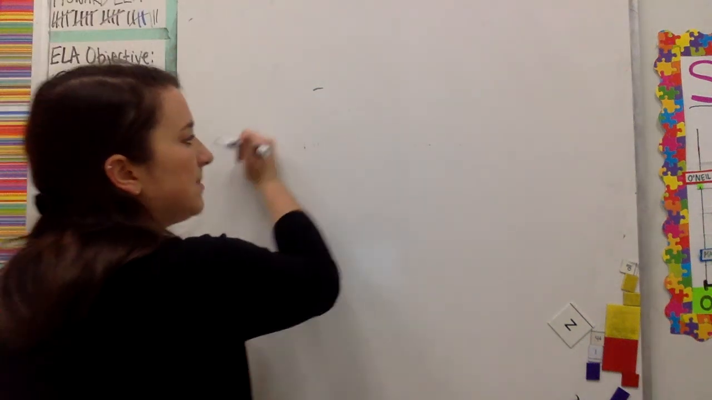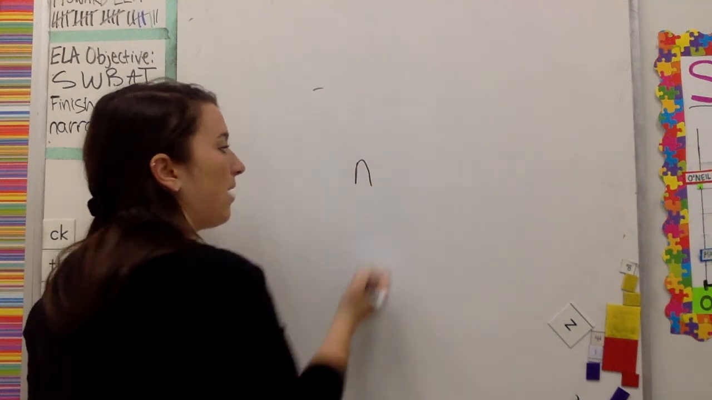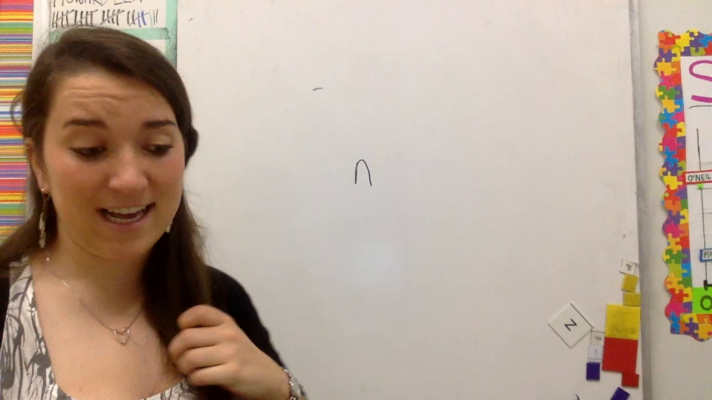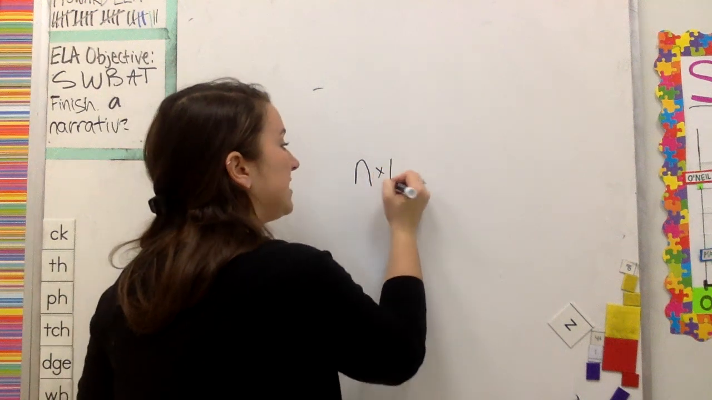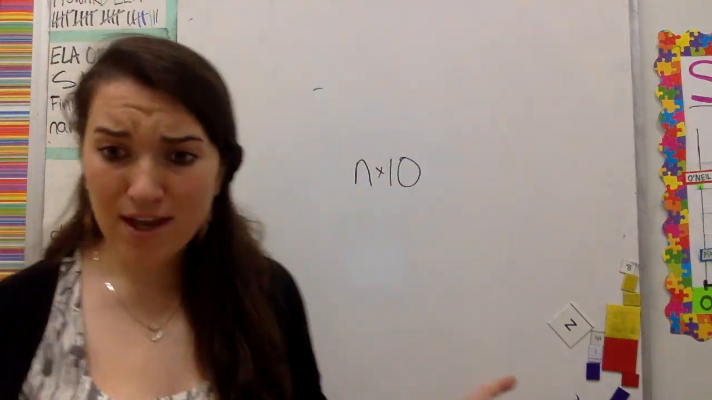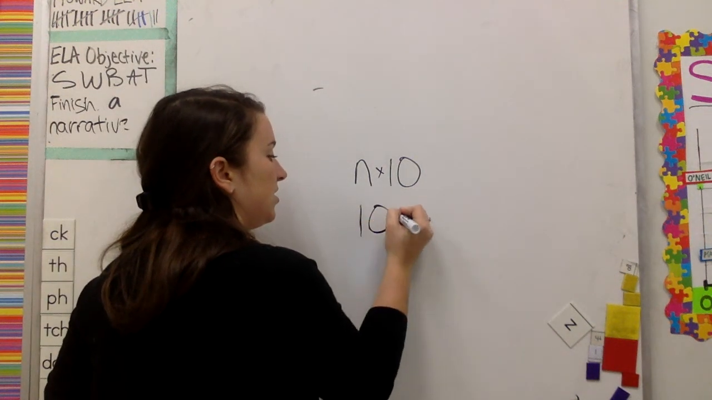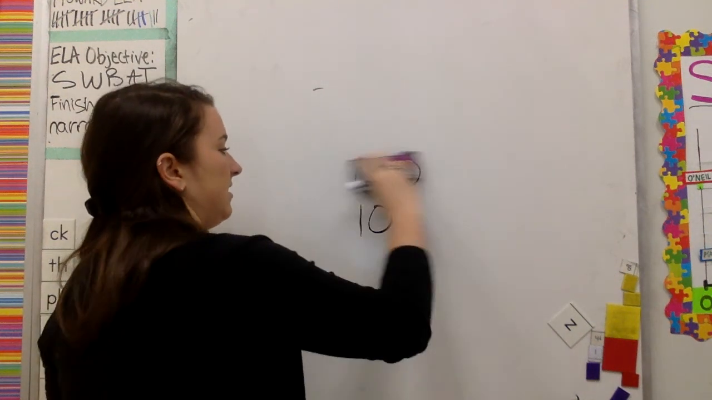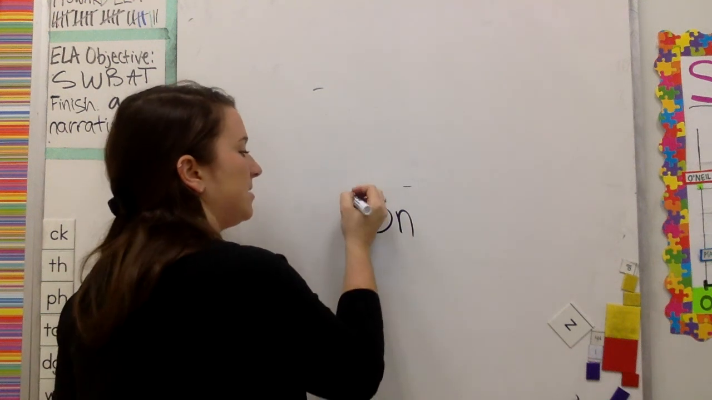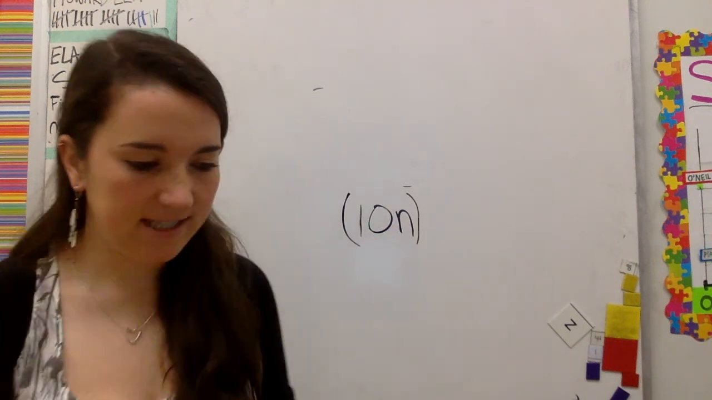So I have the product of a number and 10. I know a number just means n, and product means multiplication, as it says on the top. So I can do n times 10. I also know that a number next to a variable means multiplication. So I can just do 10n. And remember, I always put my product in parentheses.